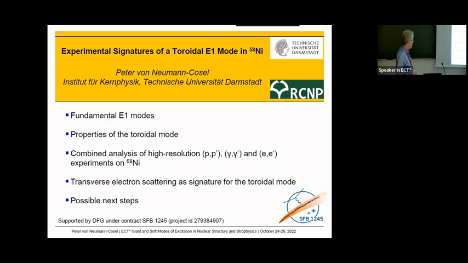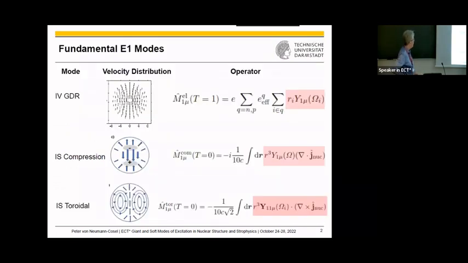Okay, so let me remind you of the fundamental electric dipole modes we discussed yesterday: the isovector mode, the giant dipole resonance. These figures are just some sketches of snapshots, if you want, of the current distributions. And the main thing I wanted to remind you is that the operator here goes like R times your spherical harmonics. And then we also discussed yesterday this isoscalar compressional mode.